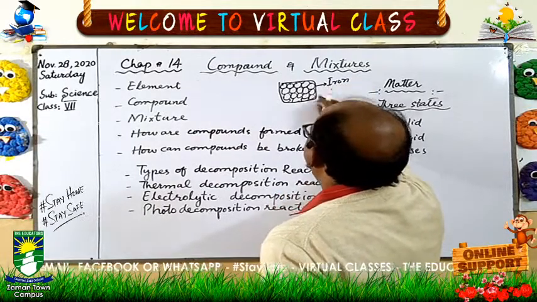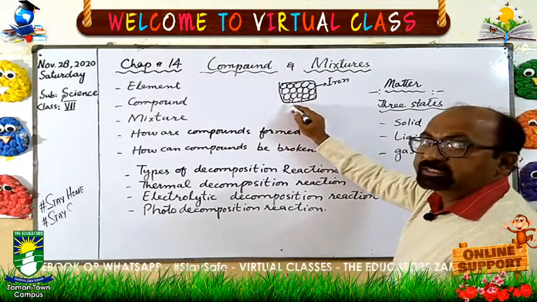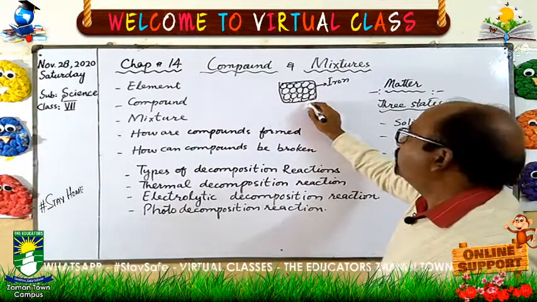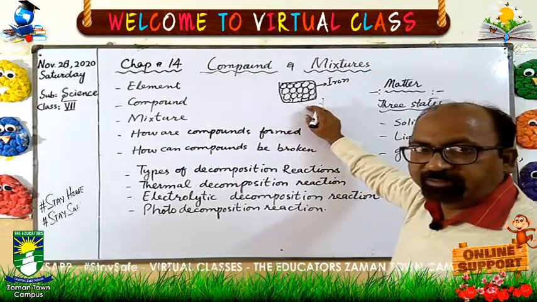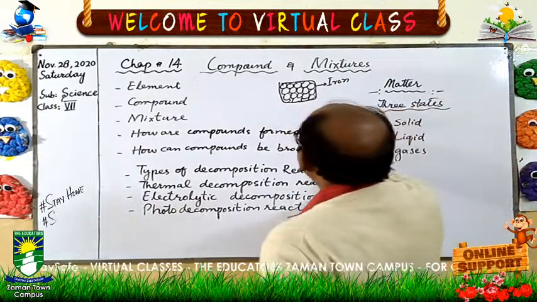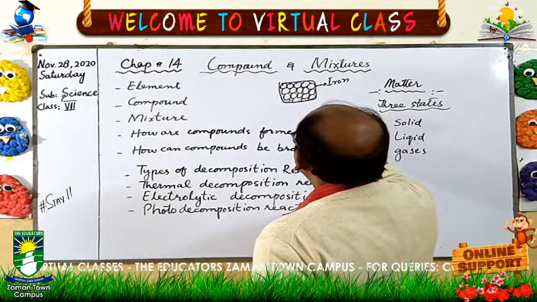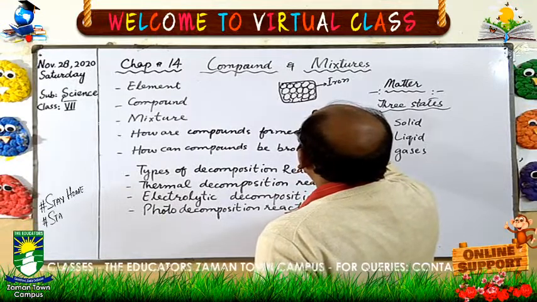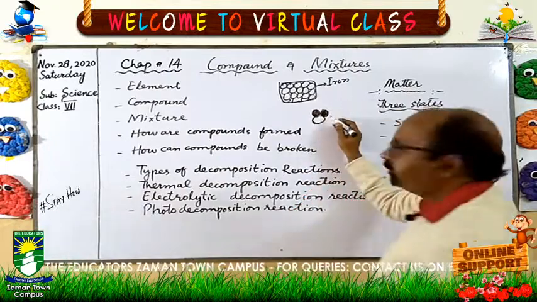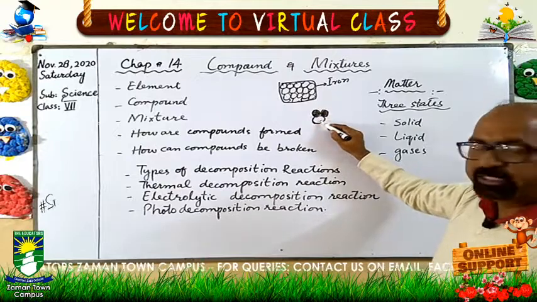This is the example of iron. All the iron has the same type of particles, so this is called an element. But for example, these are two different types of elements. These are different, while this one is different.